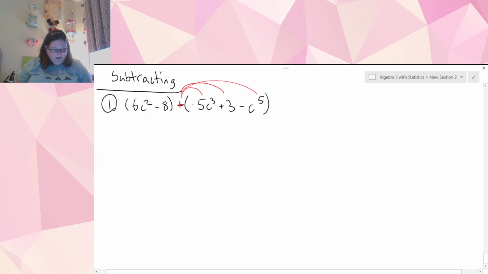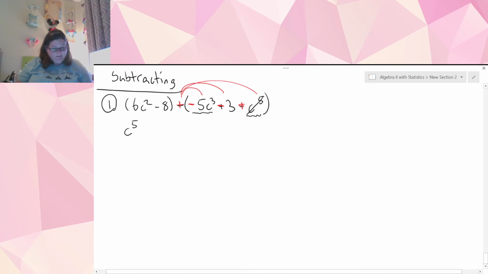So this positive 5 becomes a negative 5. This positive 3 becomes a negative 3. And this negative c to the fifth becomes positive c to the fifth. And then we're going to treat it just like we did our last problems. So we start with our highest degree, which is c to the fifth. So we have c to the fifth, because that's the only one we have.